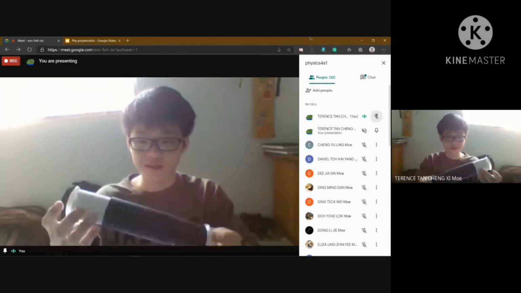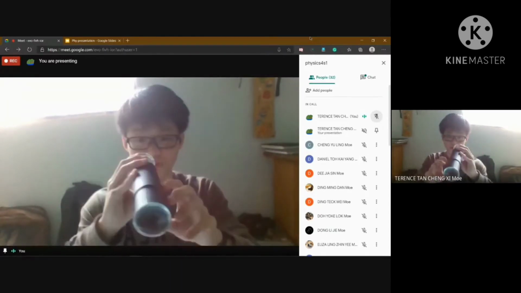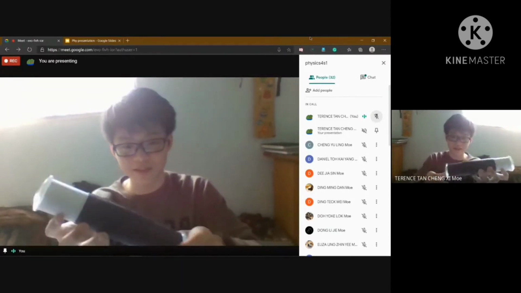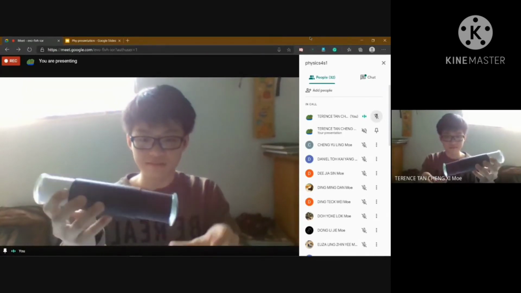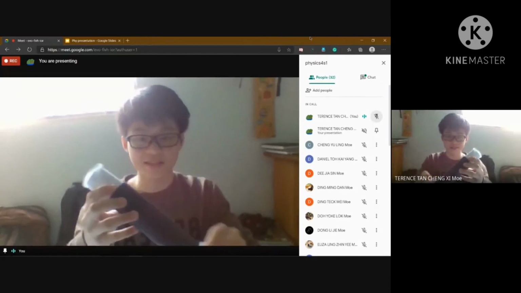We see a model over here. This is the eyepiece. You look through the eyepiece here. It looks like a telescope, but it's a microscope, and it's adjustable, so the distance between the lenses can change. This is the objective lens. This is the eyepiece.